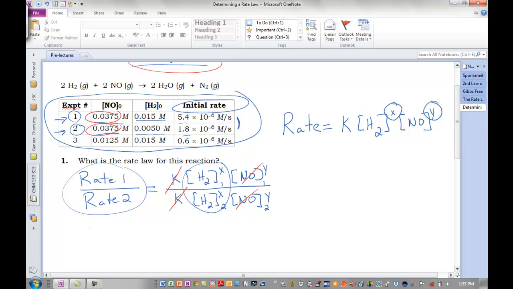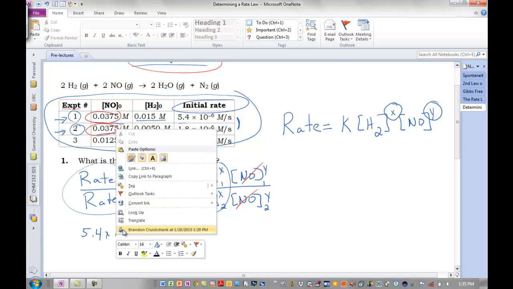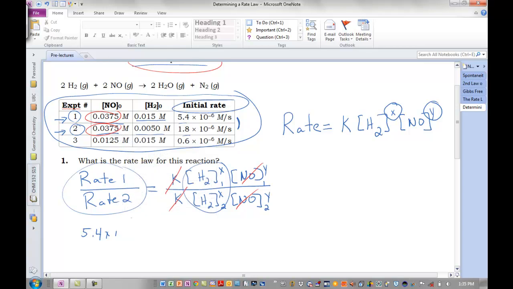So, rate 1, look at your table. 5.4 times 10 to the negative, oh, sorry, I hit the mouse button as I was trying to write. I don't think I ever make it through one of these without hitting something by mistake.